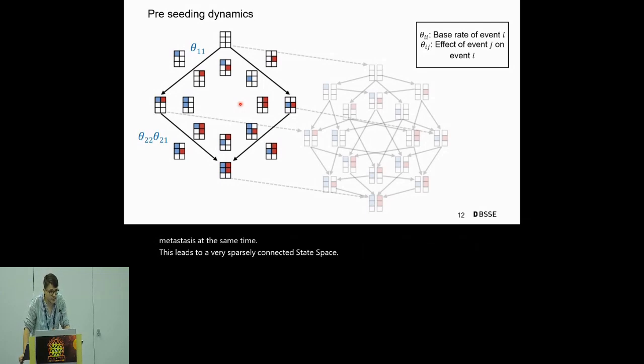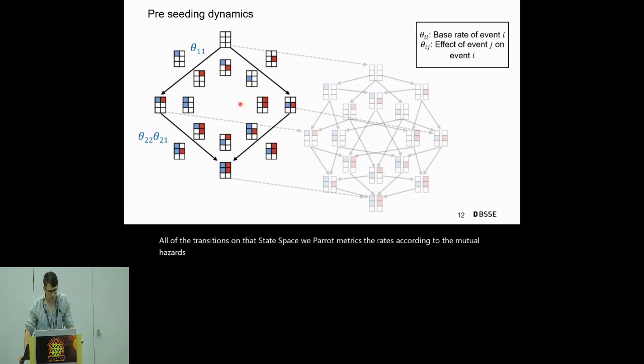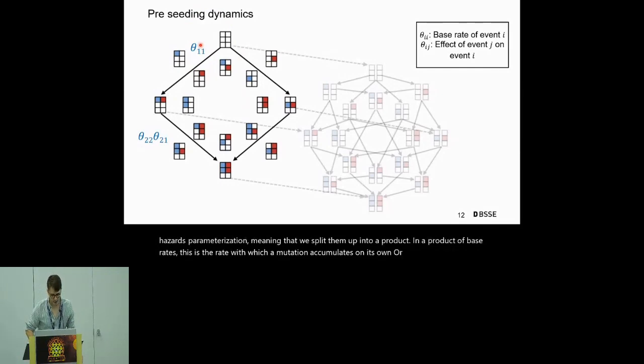All of the transitions on that state space, we parameterize the rates according to the mutual hazards parameterization, meaning that we split them up into a product. In a product of base rates, this is the rate with which a mutation accumulates on its own or spontaneously, times the multiplicative effects of all mutations that are already present in that tumor. So these multiplicative effects, you can think of them as epistasis, for example. And exactly these base rates and these effects between mutations are what we want to infer from data. These will form our mutual hazard networks.